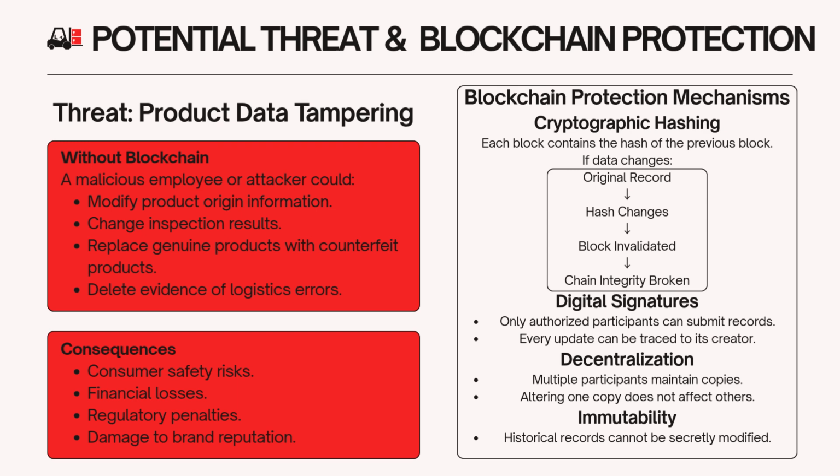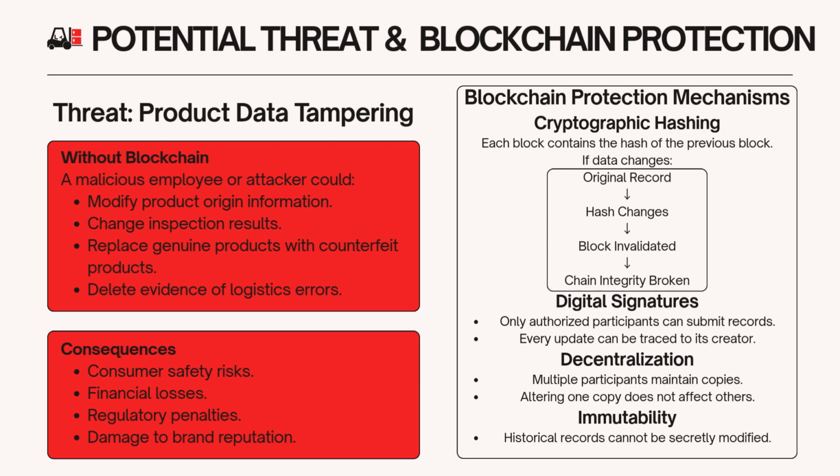It relies on four pillars. Firstly, we have cryptographic hashing. Every single block contains the mathematical hash of the previous block. If an attacker changes even one letter of the data in an old record, the hash changes immediately and completely. This instantly invalidates the block, breaks the chain integrity, and alerts the entire network to the tampering attempt.